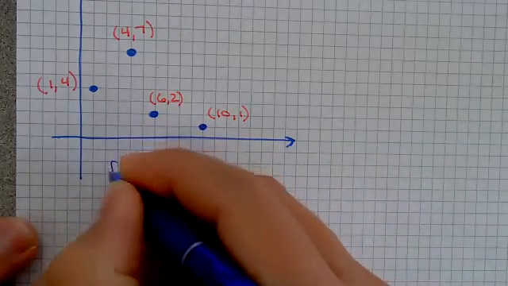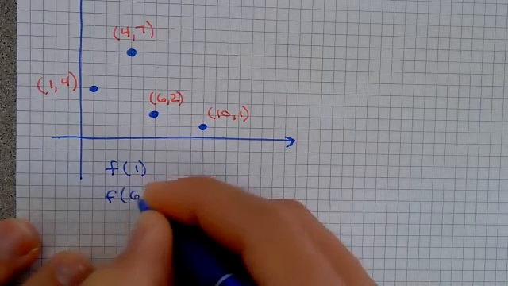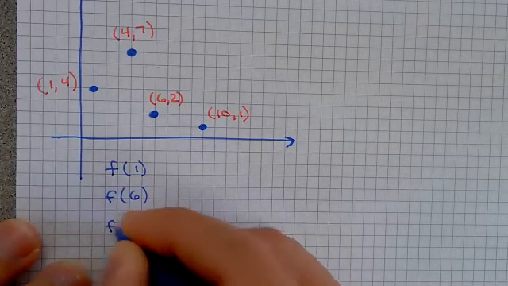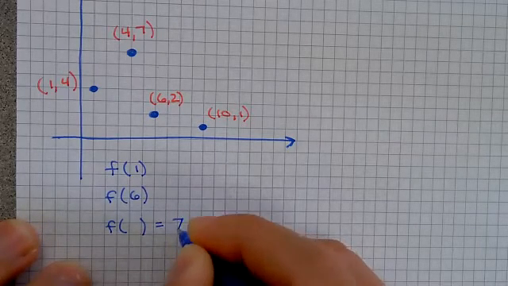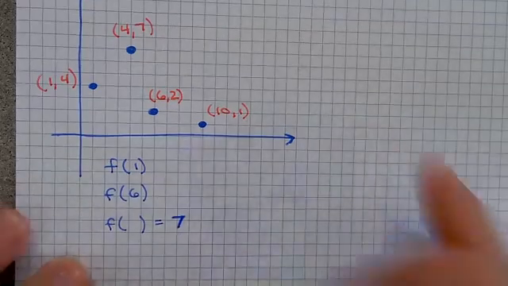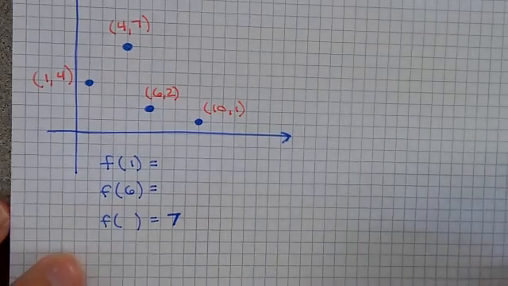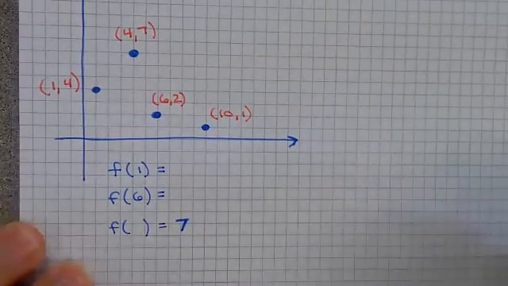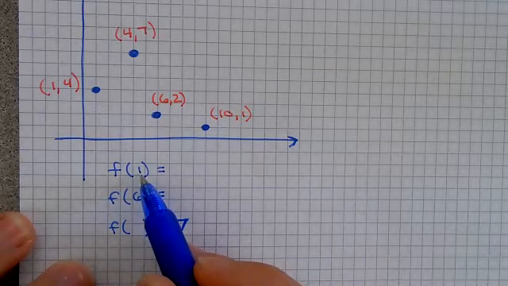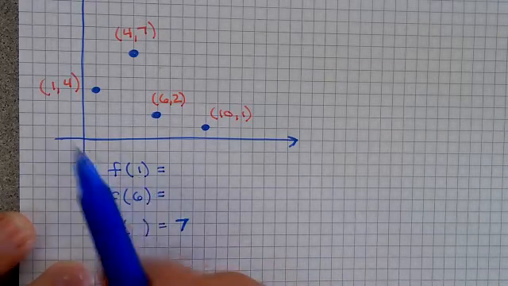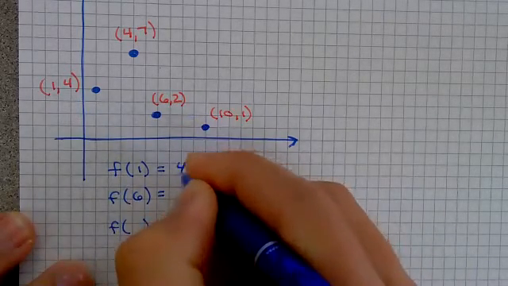Okay, then you'll be given questions. What is f of 1? What is f of 6? What is f of x when y is equal to 7? Okay, so again, this is our input. We're looking for our outputs. Our input's always our x value. Okay, here it is. Our output was then 4.